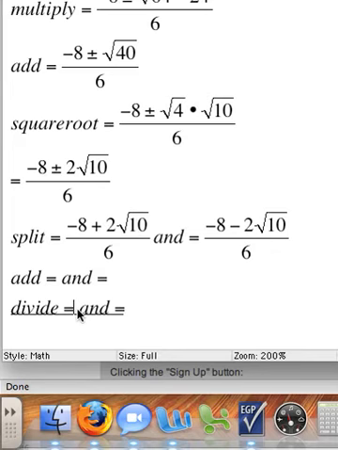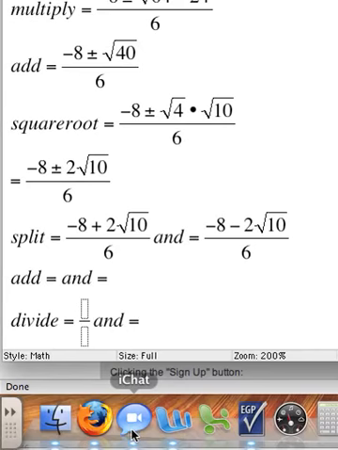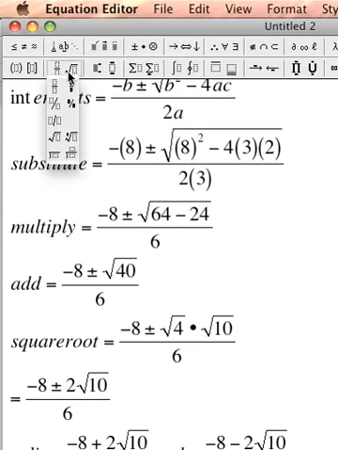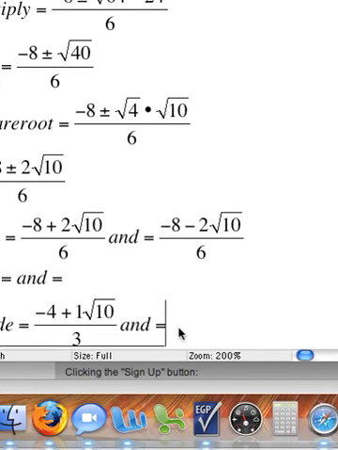But I can divide because all three numbers can be divisible by 2. Now, do not simplify unless all three numbers can be divisible by the same number. In this case, since they can all be divided by 2, negative 8 divided by 2 is negative 4. 2 divided by 2 is 1. You don't have to put 1, but it's not a bad idea. Square root of 10 is still the square root of 10. And 6 divided by 2 is 3.